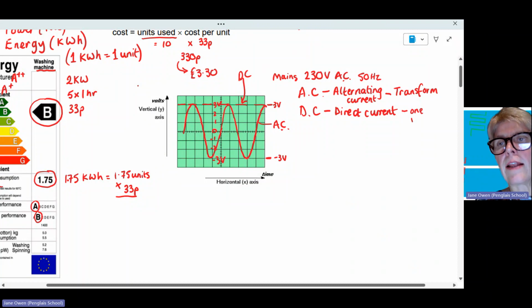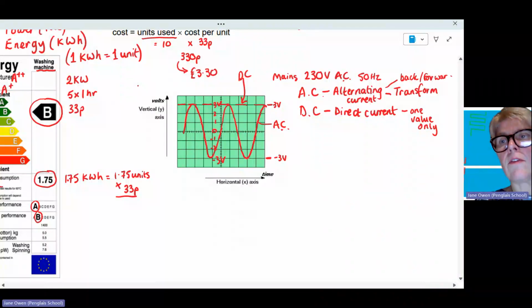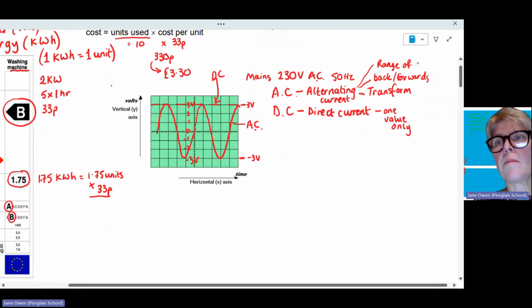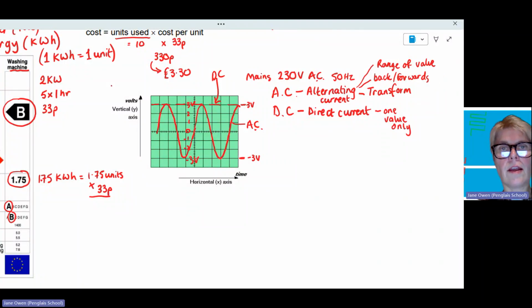One value only, and the current is going in one direction around the circuit, whereas an alternating current is going backwards and forwards. There's a range of values it could be, and we can transform the voltage from one value to another, and that's why it's so useful. So you can plug in your mobile phone charger and the voltage can be transformed to a lower level to allow your phone to be charged. If you use direct current, that can't happen.